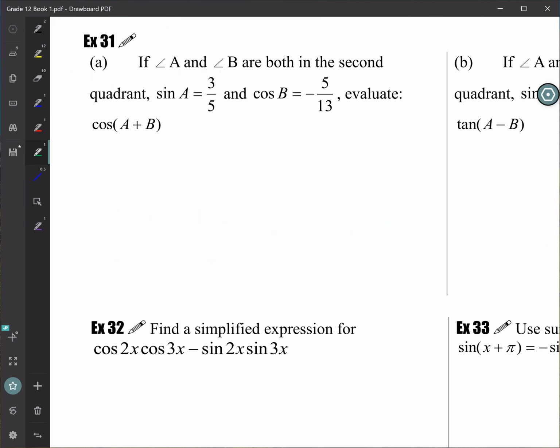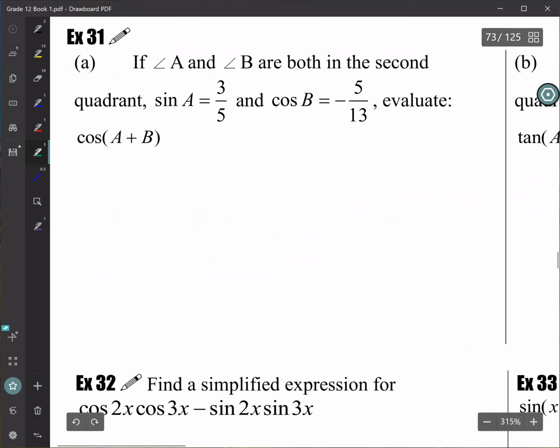Eric, could you help us read this out? Question 31A. If angle A and angle B are both in the second quadrant, sine A equals 3 over 5 and cosine B equals -5 over 13. Evaluate cosine A plus B. Yeah, okay, thank you. So it wants you to find cosine A plus B.